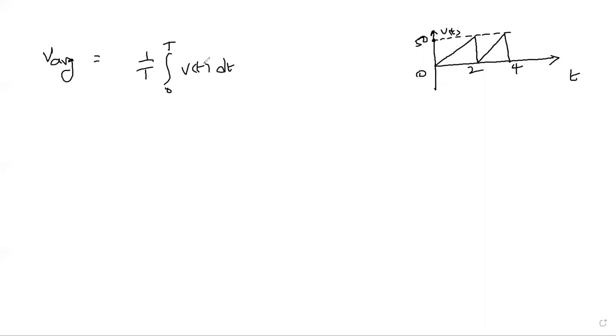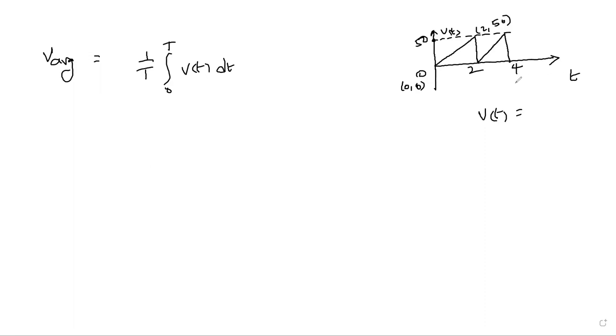Before we calculate this average value, we need to know the value of v of t first. So how to calculate this v of t? v of t is nothing but you have to take the slope. So this slant, the slope: the origin is 0, comma 0, and at the end of the time period the x coordinate is 2 and y is 50. Now tell me the slope formula.